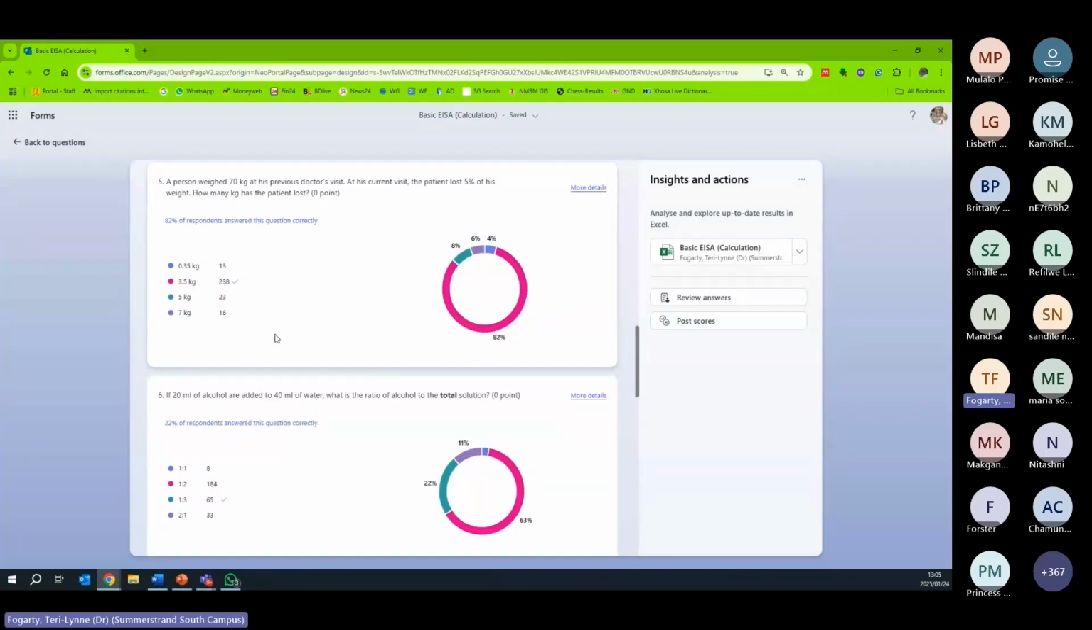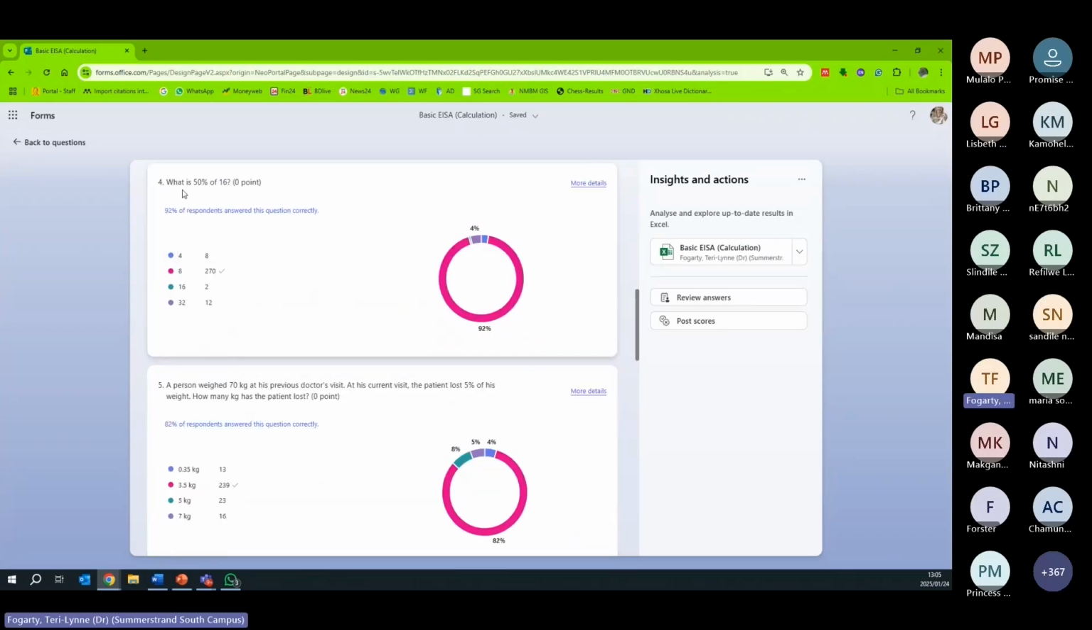But there are other ways to do this calculation as well. Okay, this next one is a little bit more complicated. A person weighed 70 kilograms at his previous doctor's visit. At his current visit, the patient lost 5% of his weight. How many kilograms has the patient lost? This is a similar question to the question before. Question number 4 is what we would call a knowledge question, a straightforward question, just calculating a percentage of a number.